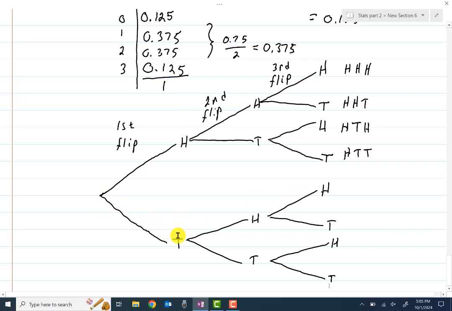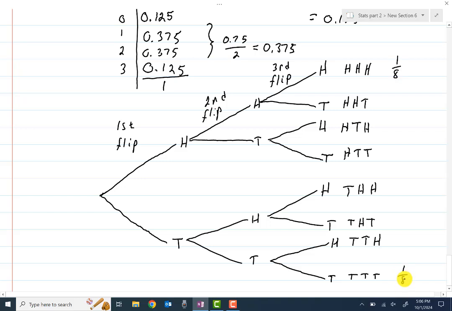So let's go here. We have tails, heads, heads. And then I have tails, heads, tails. Tails, tails, heads. And then, of course, 3 tails is the last one. So if you look at this, you can see there's 8 possible outcomes. Here, to get all heads, the probability of that was 1 out of 8, or 0.125.